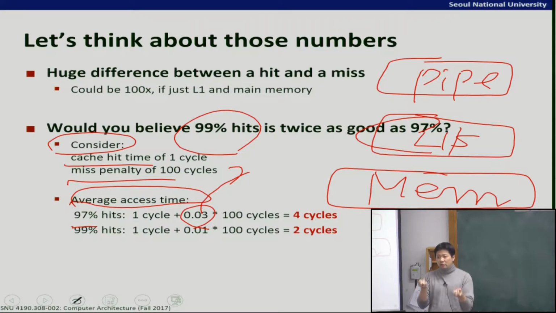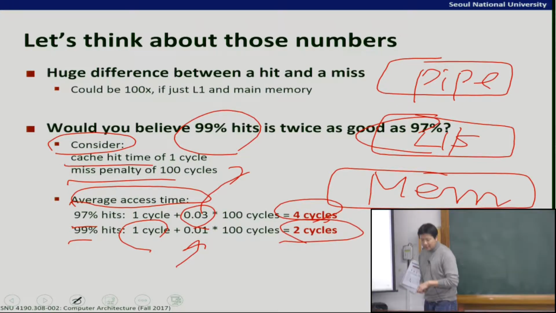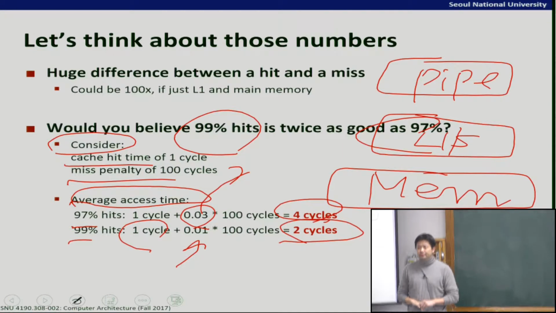In case of a hit, you only have one cycle, right? So if you calculate the weighted sum, then the average memory access time in this case will be four cycles, right? But what if you have a 1% miss rate or 99% hit? Then only 1% of requests will go to the slow off-chip memory, right? It will take 100 cycles, but otherwise it only takes one cycle. So the average memory access time will be 2 cycles, right?